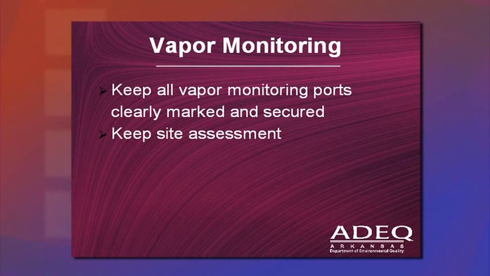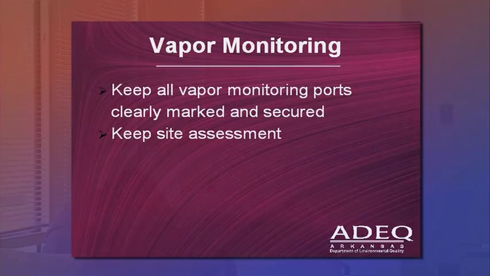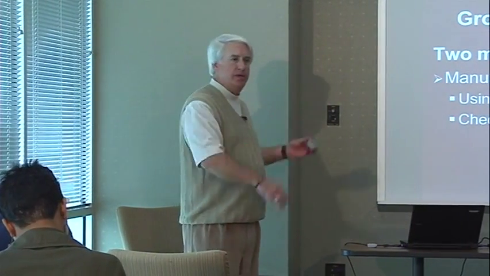With vapor monitoring, you have to keep all your vapor monitoring ports clearly marked and secured. You don't want them to not be clearly marked and secured and have a new driver come out and drop a load of fuel down your vapor monitoring ports. You've got to keep that site assessment, for both vapor and groundwater monitoring, that shows you can meet those 5 things, or in the case of groundwater, these 7 things, that are necessary to use these as monthly release detection.